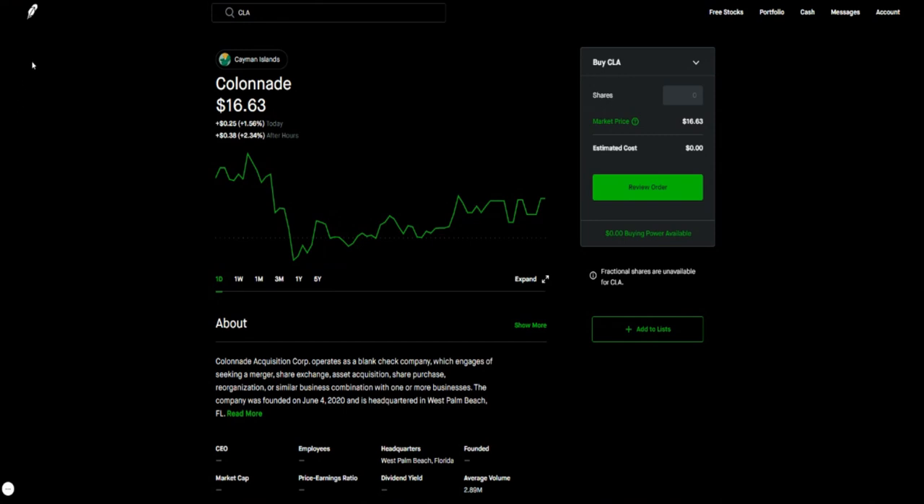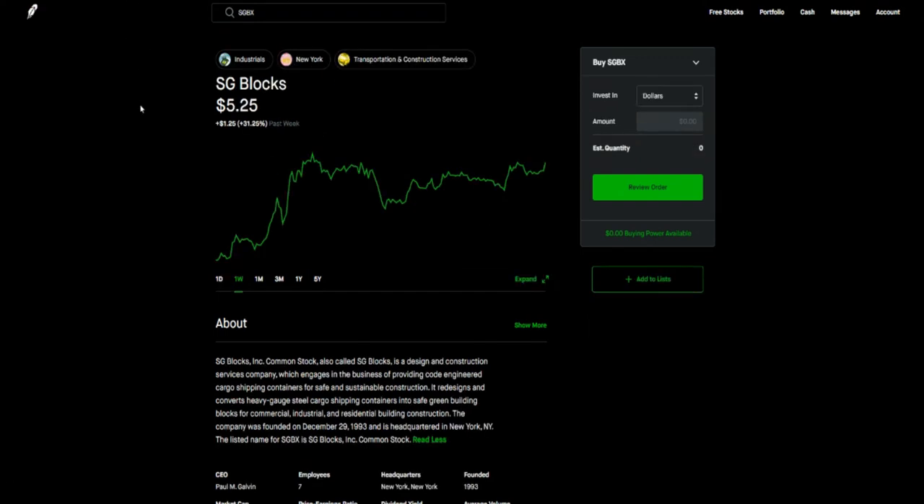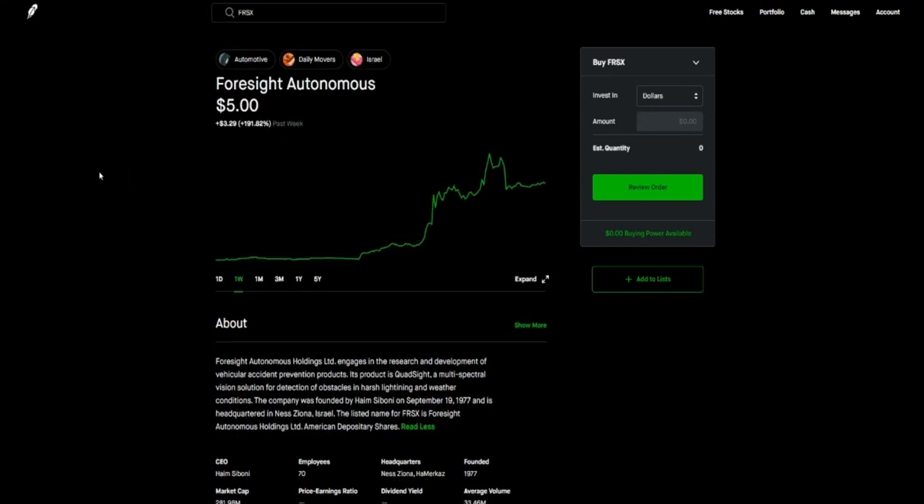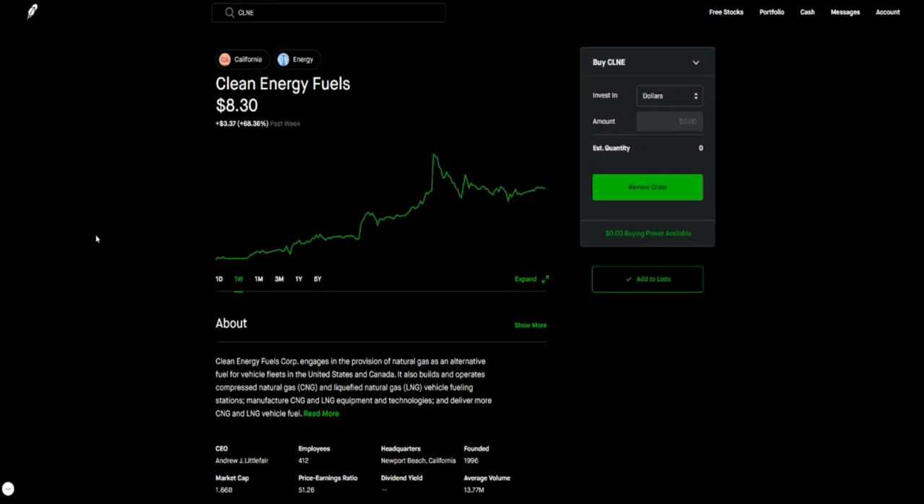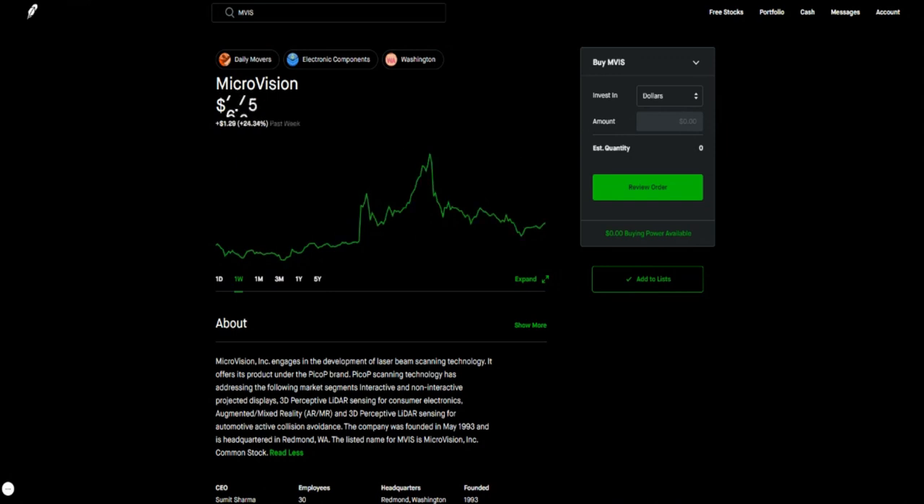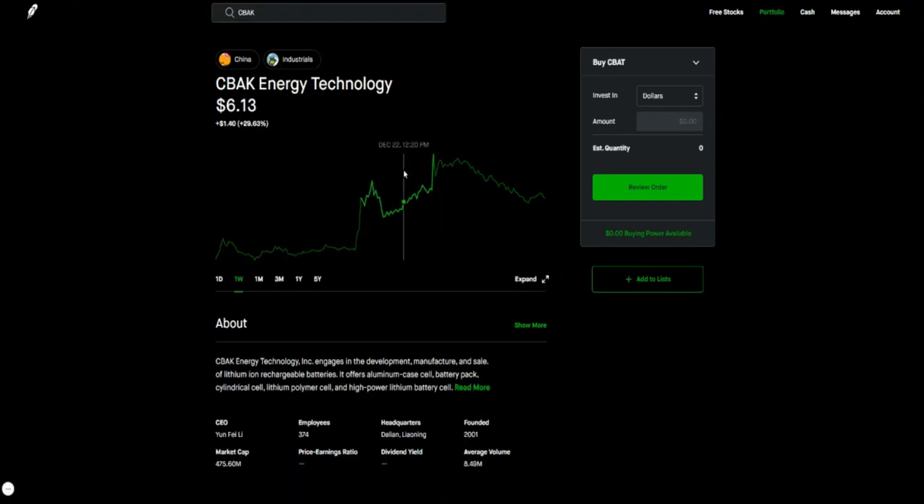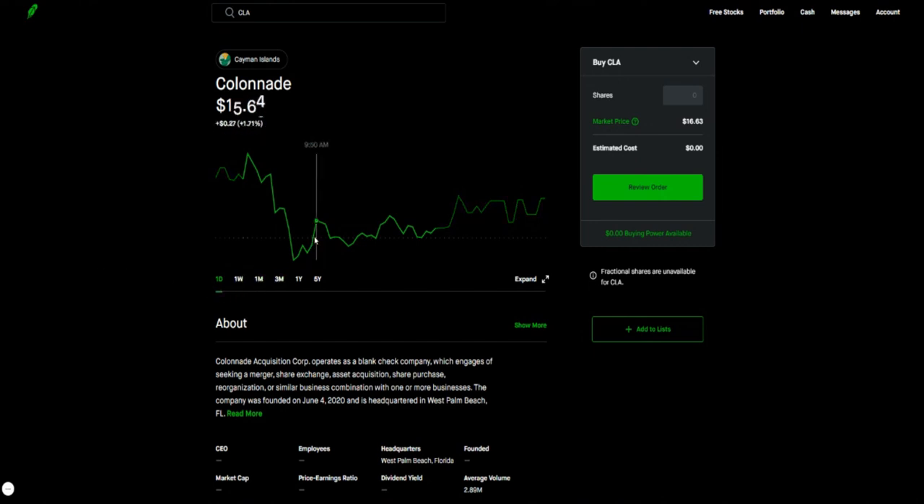So guys, these are the penny stocks that I'm going to be watching this week. Again, just a quick recap here. We have SG Blocks, ticker symbol SGBX. That's one that I'm watching. We have ticker symbol FRSX, that's Foresight Autonomous. That's another one I'm watching. We have ticker symbol CLNE, that's Clean Energy Fuels. And then we have ticker symbol MVIS. And then again, like I mentioned, CBAT, ticker symbol CBAK. That's another one that you guys need to keep your eye on. And then obviously the bonus here is CLNE, a SPAC that is in the process of taking another LiDAR company public.